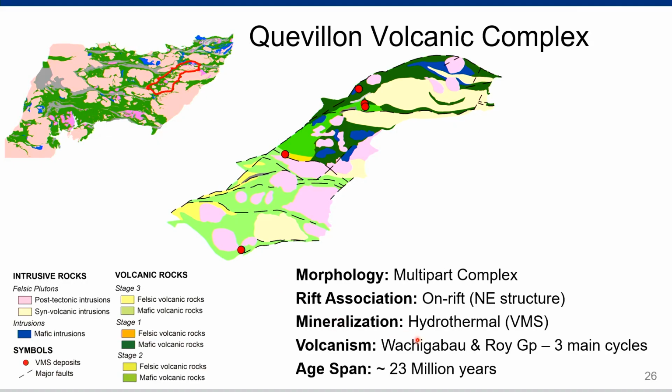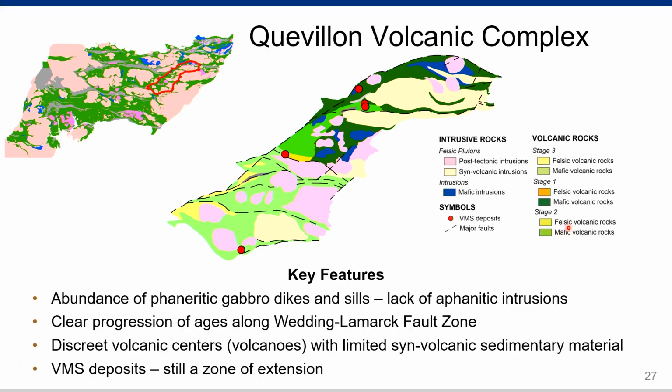But critically, there are VMS here. Okay, there's still VMS in this assemblage. It's still extensional in nature. And the volcanism here is Wachagabu and Roy group, and there are three main cycles in the complex itself that span over about 23 million years. So again, a long time frame of evolution.